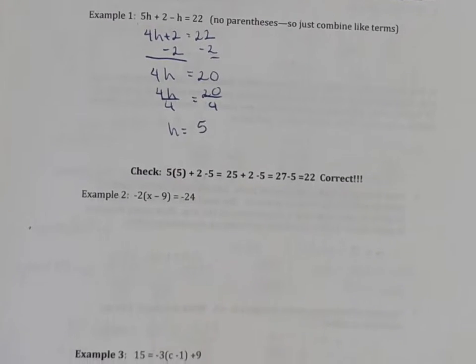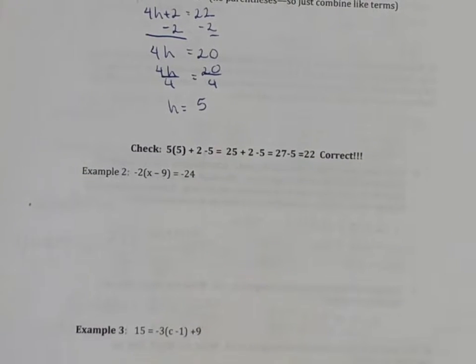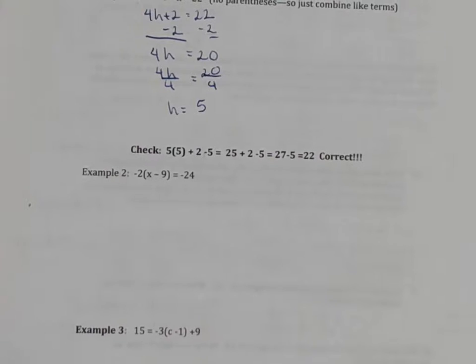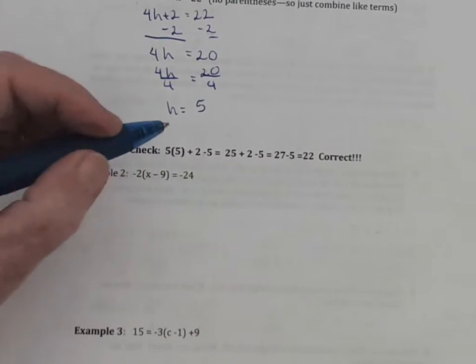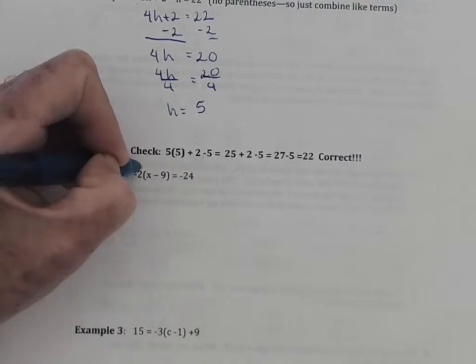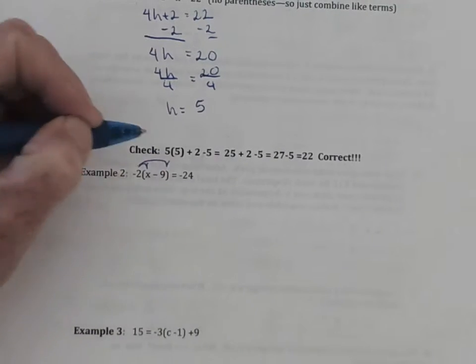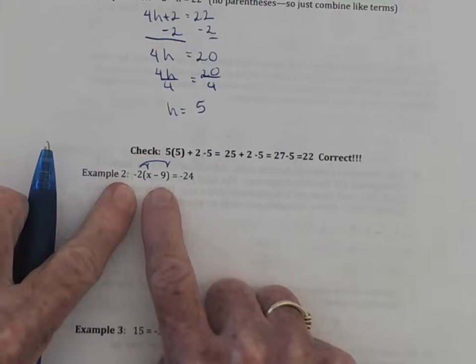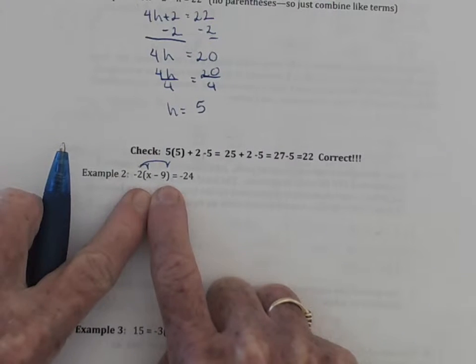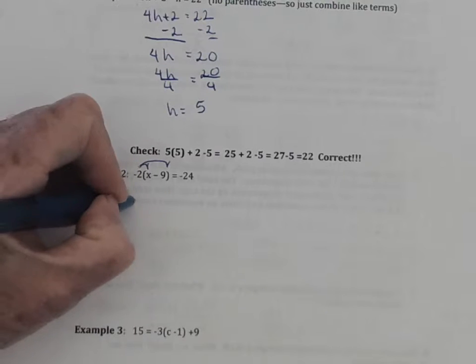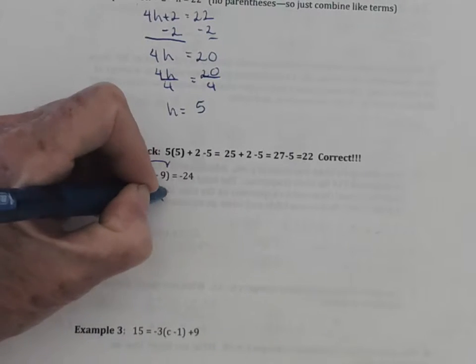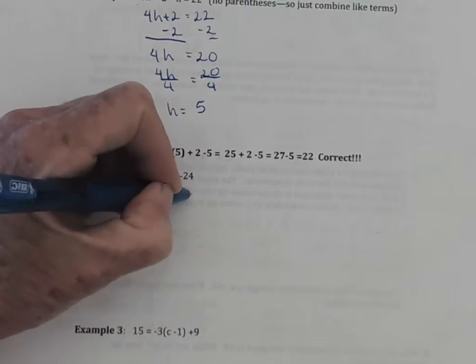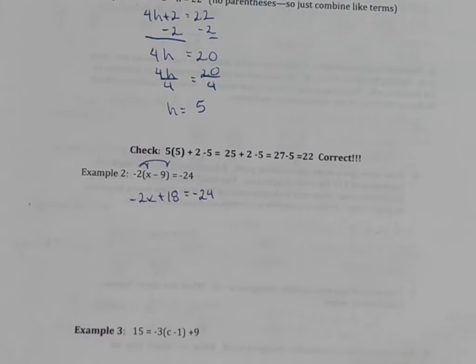The next one, you can see, does have parentheses. So we are going to get rid of those parentheses first. So I'm going to multiply -2 times both of these numbers. Just remember, like you did with simplifying expressions, if these two signs are the same, this is going to become addition here. So this is going to be -2x plus 18 equals -24.